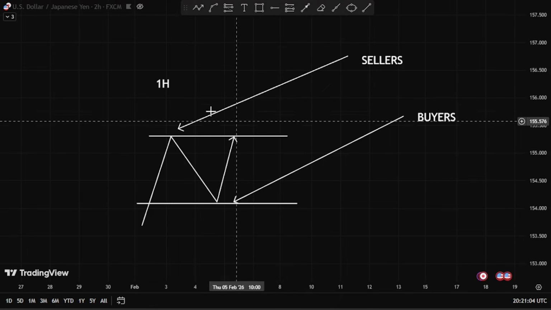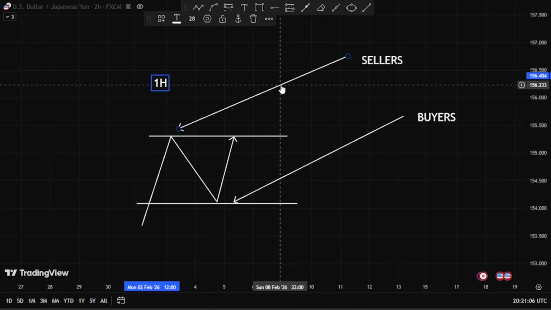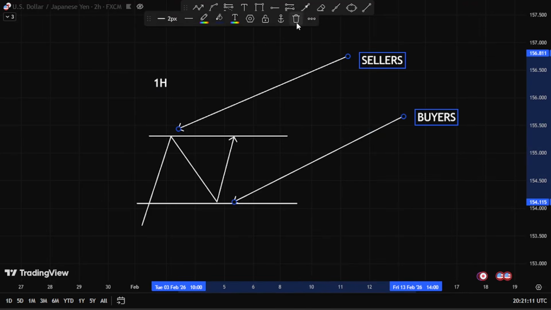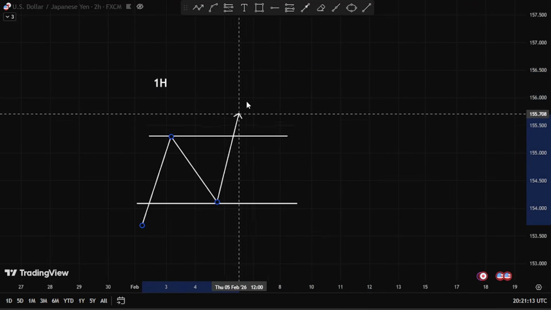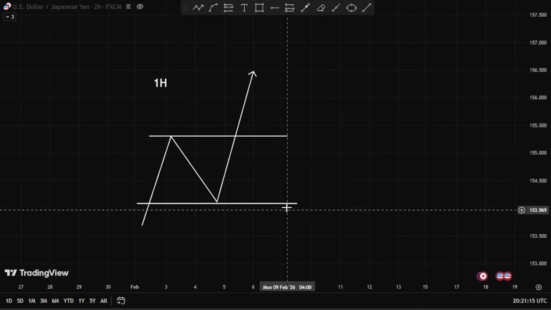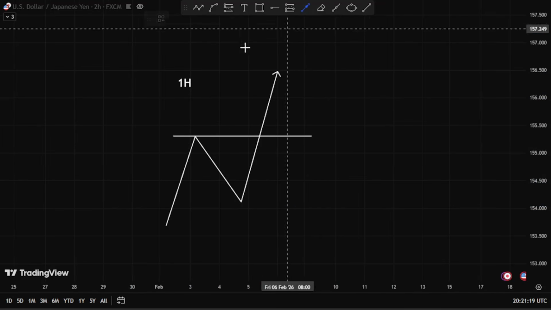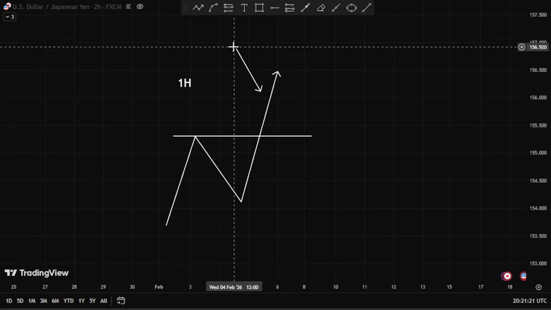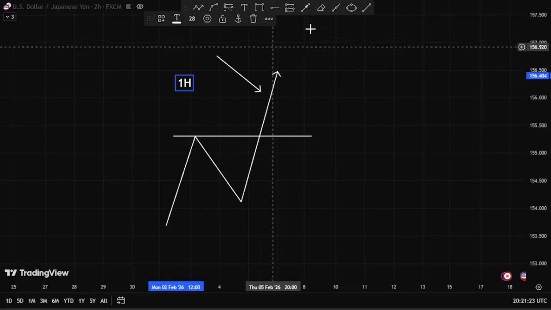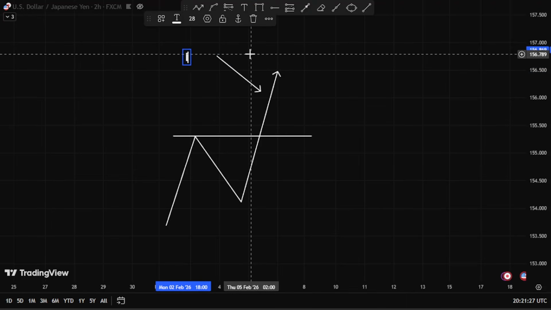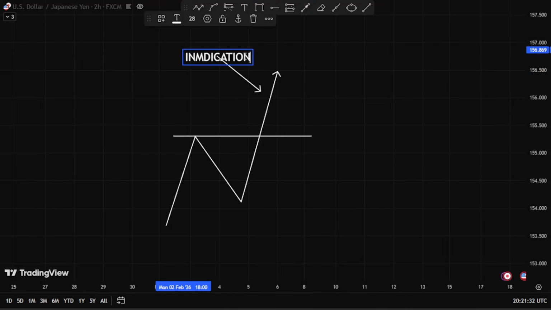So you are paying attention to this, and price, instead of breaking down, so let me clear this. Price gives you an indication by breaking above this swing level here. So this is price telling you that this is the direction in which it wants to go. So this is where we have the indication, and the indication is very important, as you can see, because you need to know where price is going to move. So this is the indication.